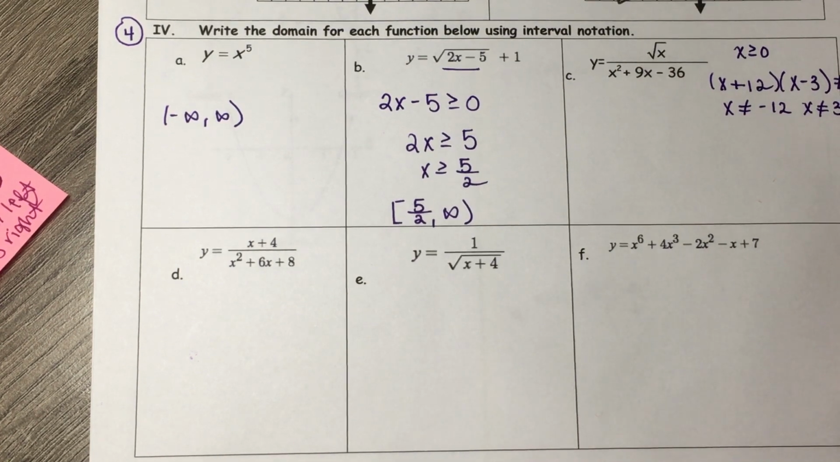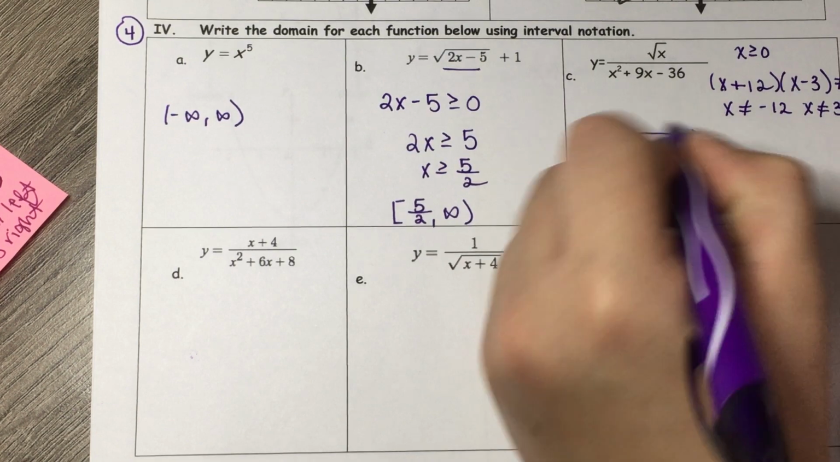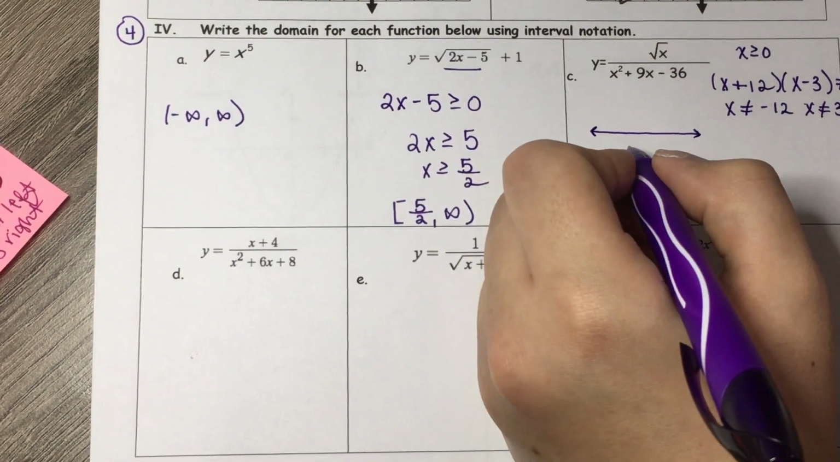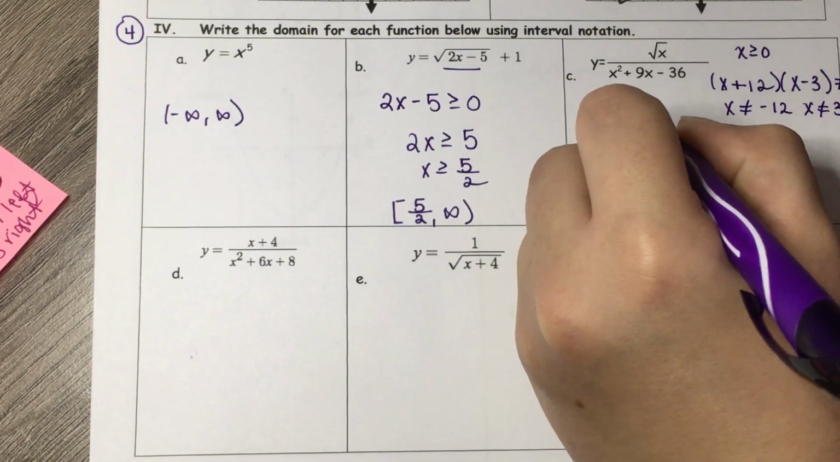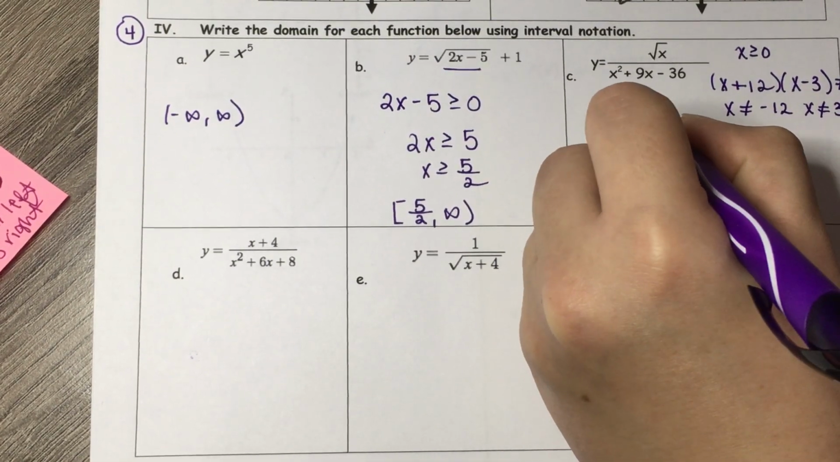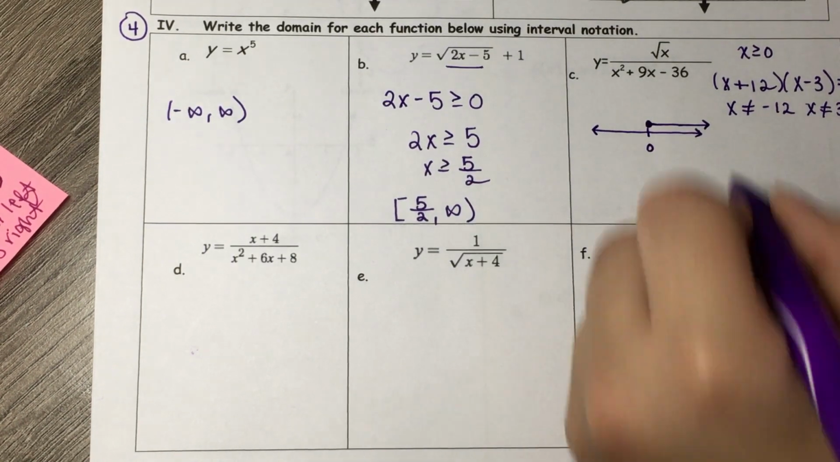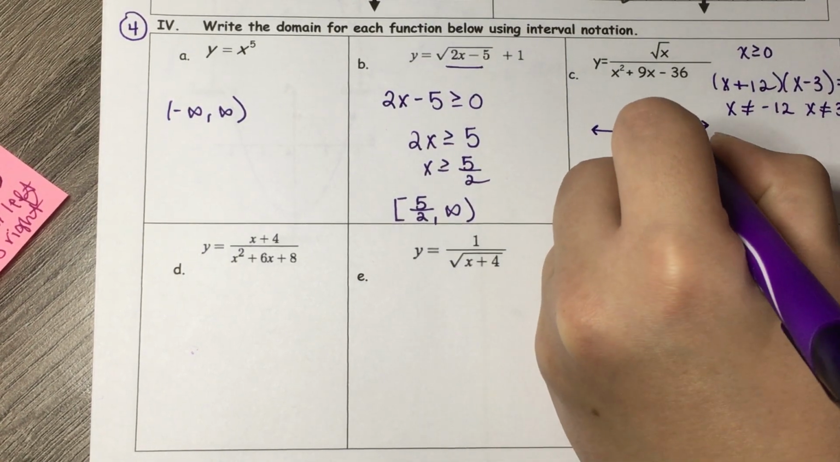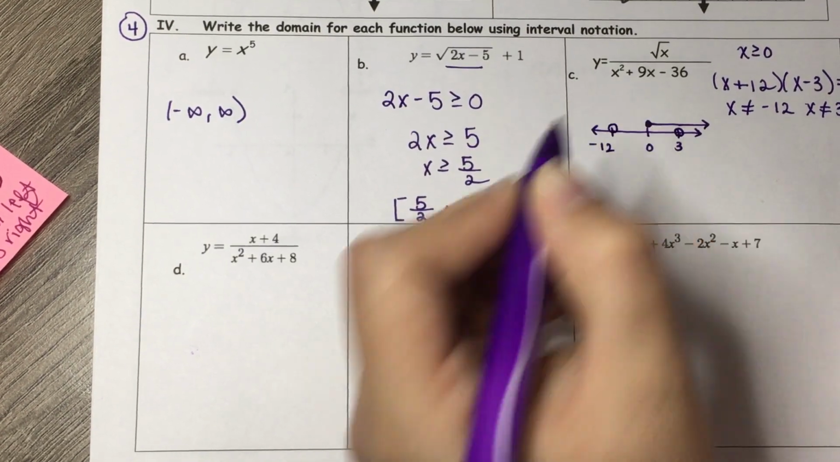Now, Ms. Cushman sent me her answer key, and I really like how she did this graph, and I didn't do it in the video, but I see that she sketches it out to help visualize. So we have this first one where x has to be greater than 0. And then we have these values where it can't be 3, so we have an open circle at 3, and it can't be negative 12, open circle at negative 12.